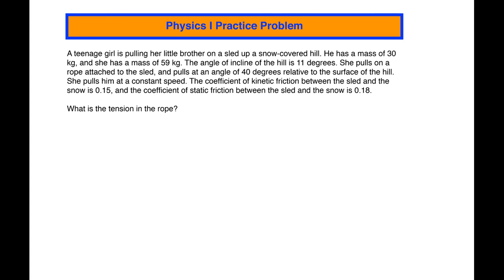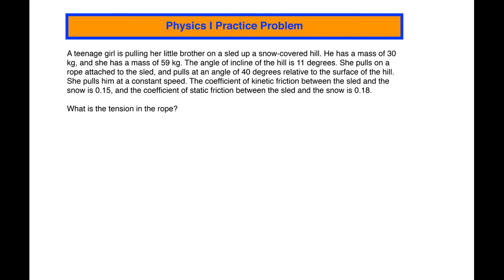A teenage girl is pulling her little brother on a sled up a snow-covered hill. He has a mass of 30 kilograms and she has a mass of 59 kilograms. The angle of incline of the hill is 11 degrees. She pulls on a rope attached to the sled and pulls at an angle of 40 degrees relative to the surface of the hill. She pulls him at a constant speed.